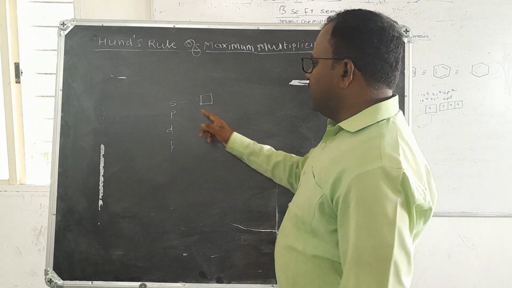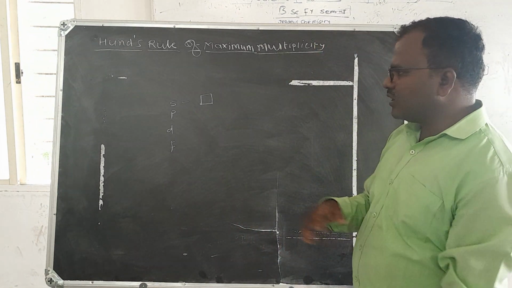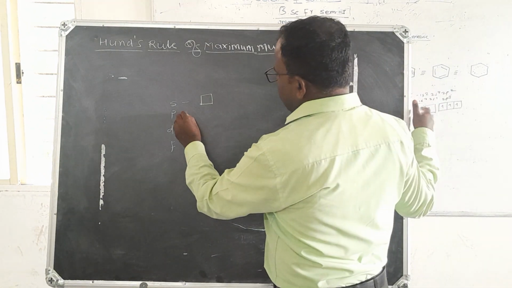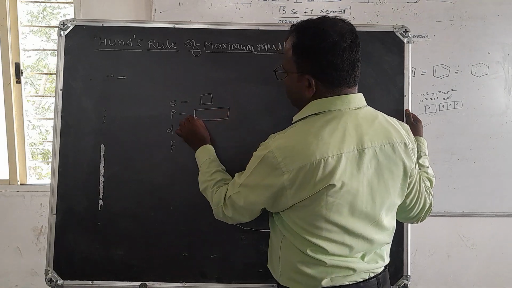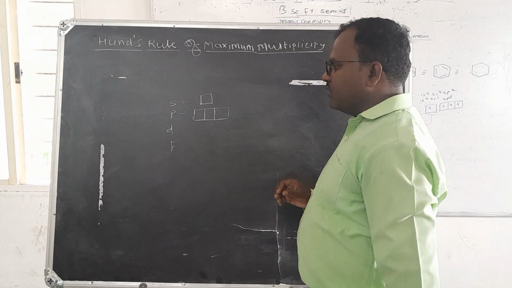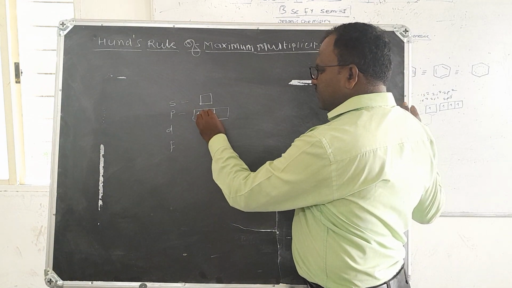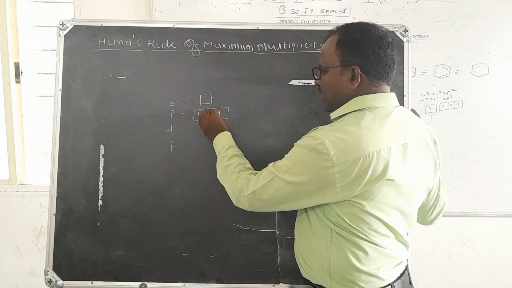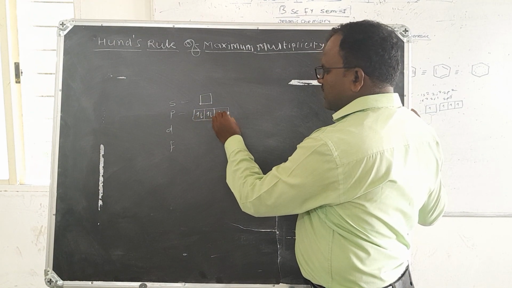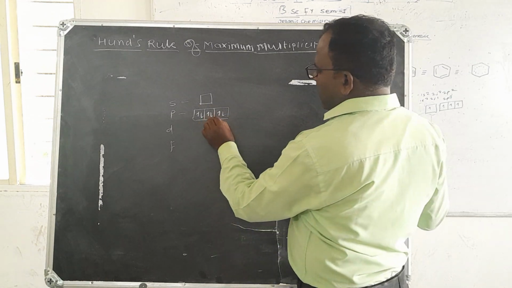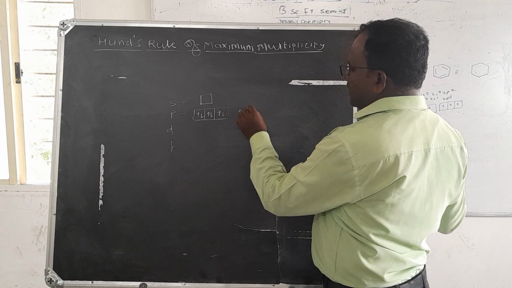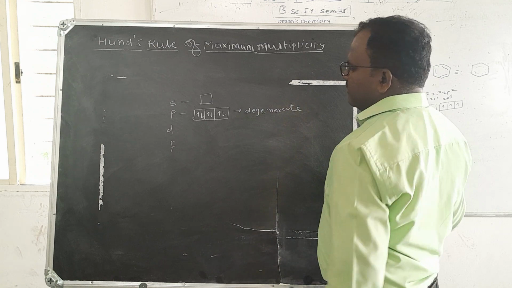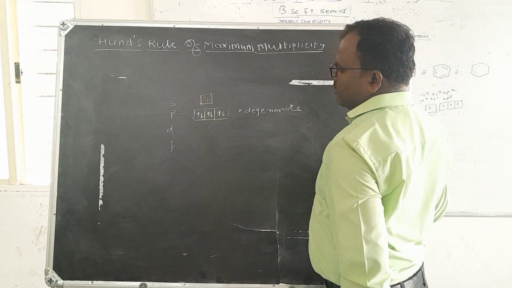It means that in the p subshell, 3 orbitals are present. First of all, one electron is filled in each orbital. After that, the coming electron is added with the opposite spin. This is the degenerate orbital, that is, orbitals of equal energy. In the s orbital, 2 electrons.